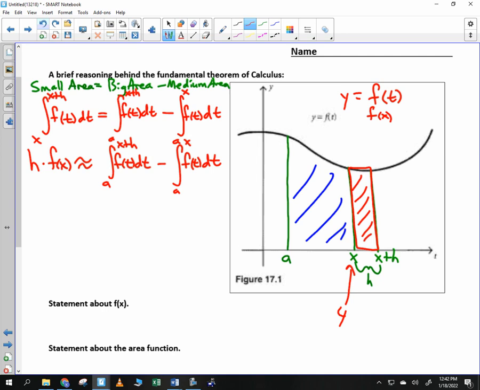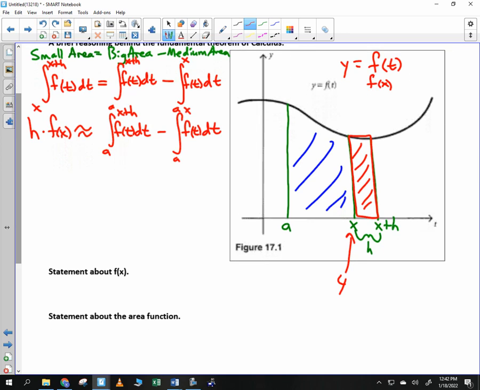H times f of x, a to x plus h, f of t dt. So all we did in that situation is we just took this area right here and we wrote it as the area of a rectangle that we approximated. The width was h and the height was f of x. And they're about the same.